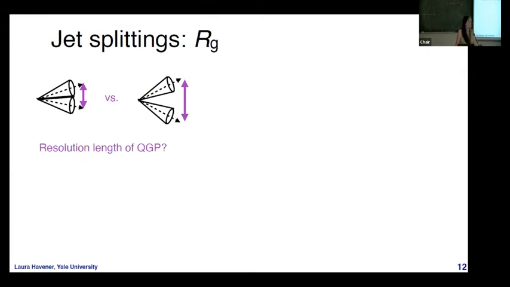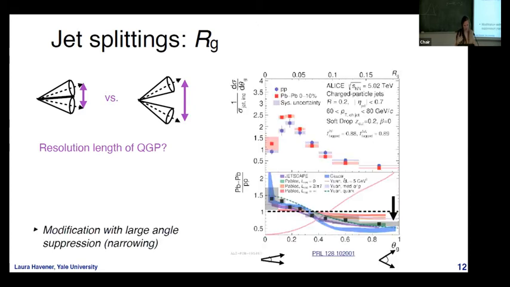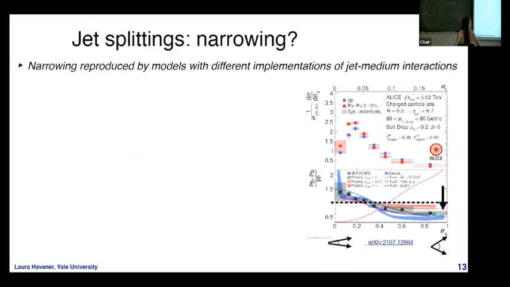Okay, so moving on to the groomed jet radius. So here we're looking at how wide versus narrow the splitting is. Again, focusing on the bottom panel, looking at the ratio of the lead to the PP. What we see here is actually a significant modification to the angle, where we see a suppression of large angles, or a narrowing effect. So we're seeing a narrowing of the jet core. And this narrowing, we've compared to some models, and it seems to be reproduced by a lot of the models, despite having some different implementations of the jet medium interactions.